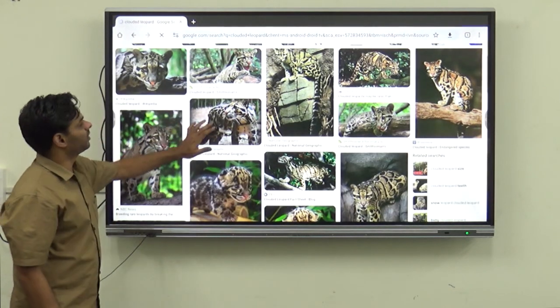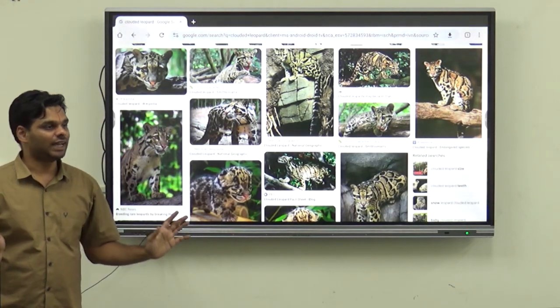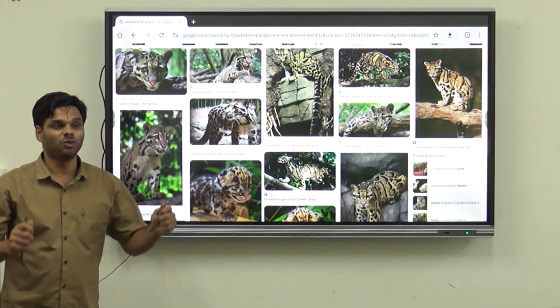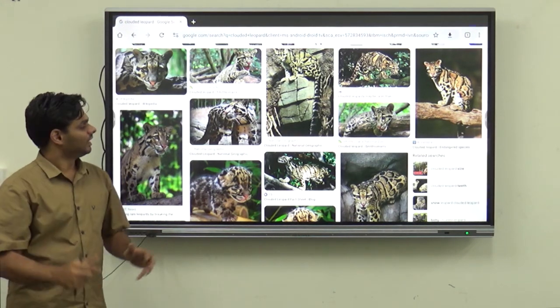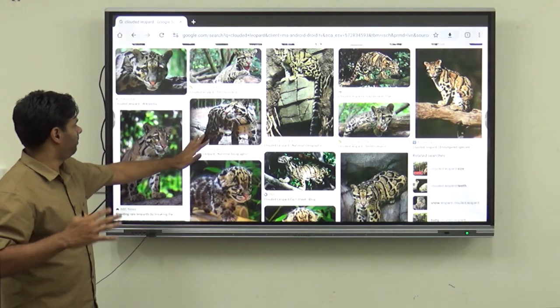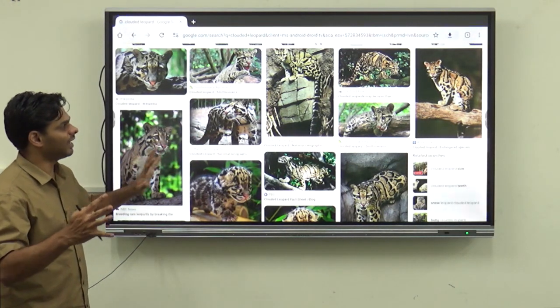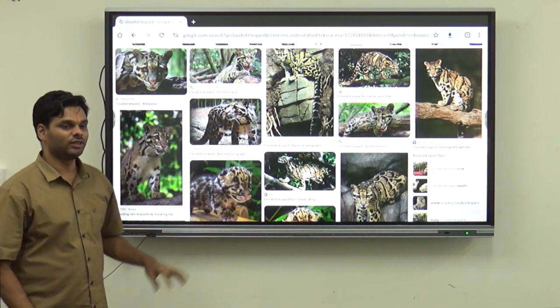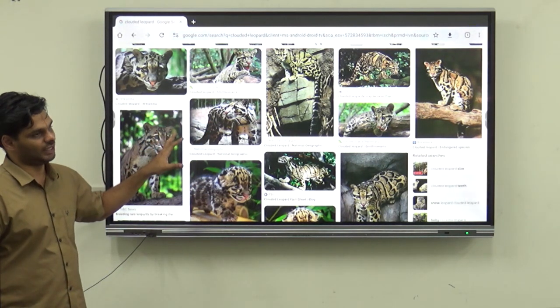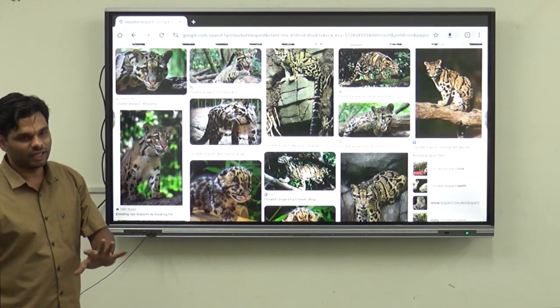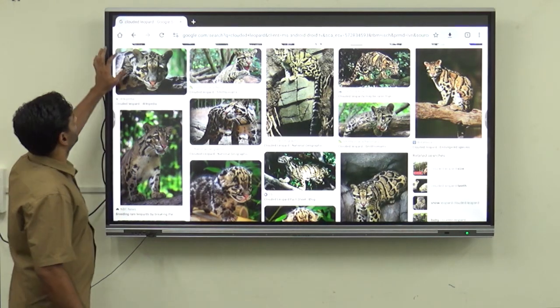This is a clouded leopard. Have you seen a jaguar? The prints on a jaguar are very different compared to a leopard, right? So if you take the prints on a leopard and the prints on a jaguar and combine them, you are going to get a clouded leopard, and it's slightly smaller in size compared to a normal leopard, okay? But still very, very dangerous.